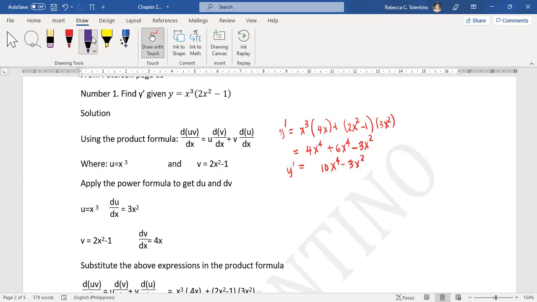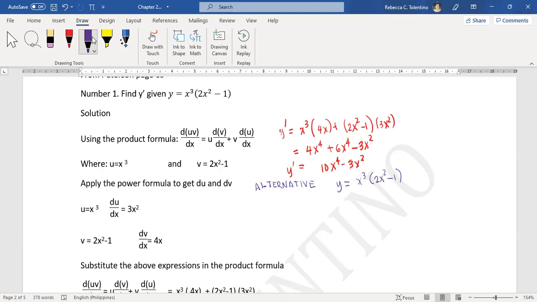Okay, an alternative solution will be to simplify the y first. This is actually a better solution. It's shorter. So if you can simplify your function first, then instead of using the product rule, we can just use the derivative of a sum and difference. Because you can simply multiply x cubed and the quantity 2x squared minus 1.